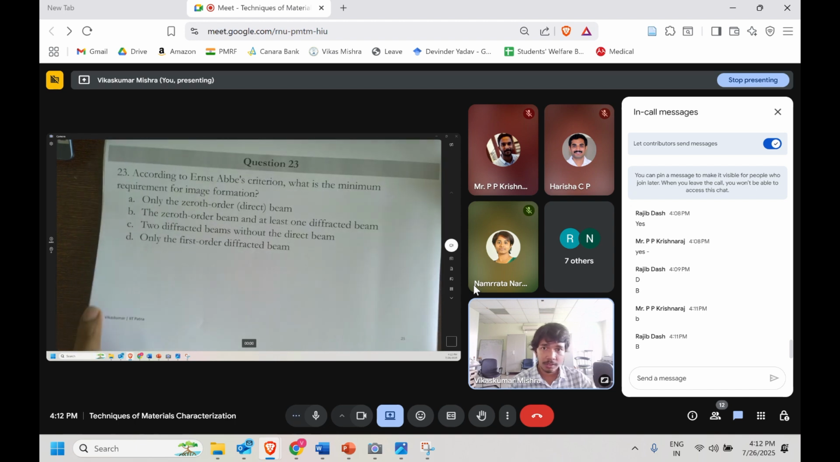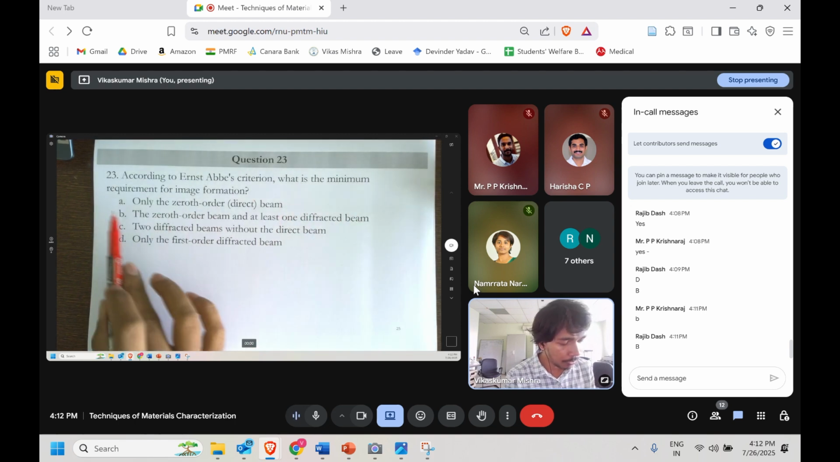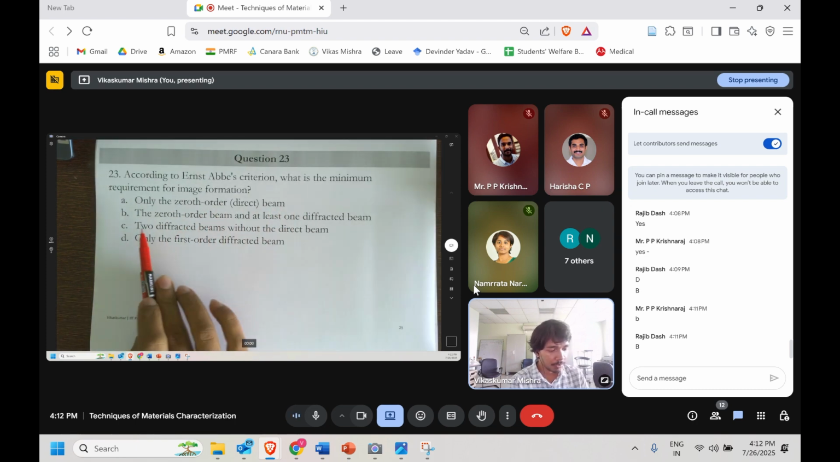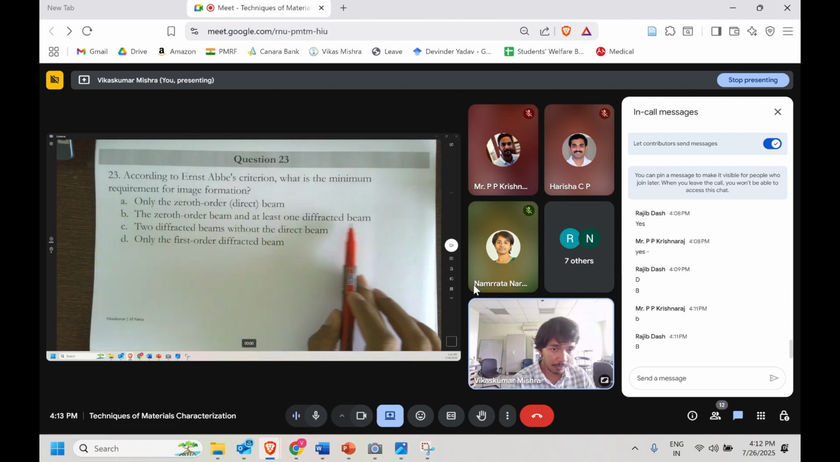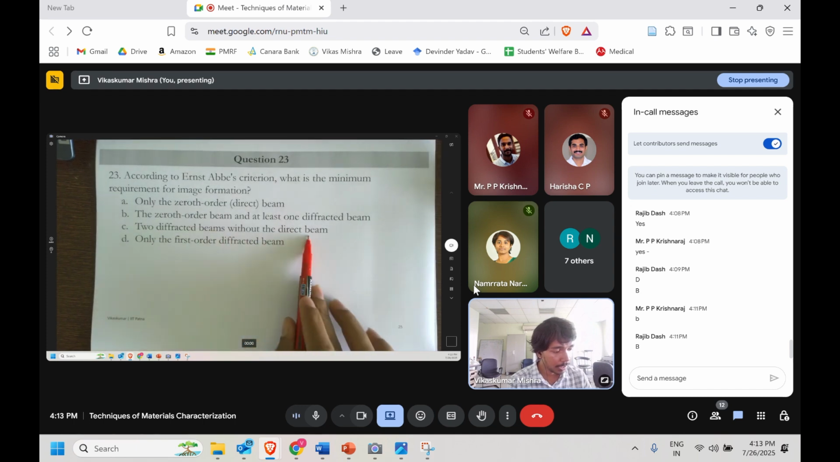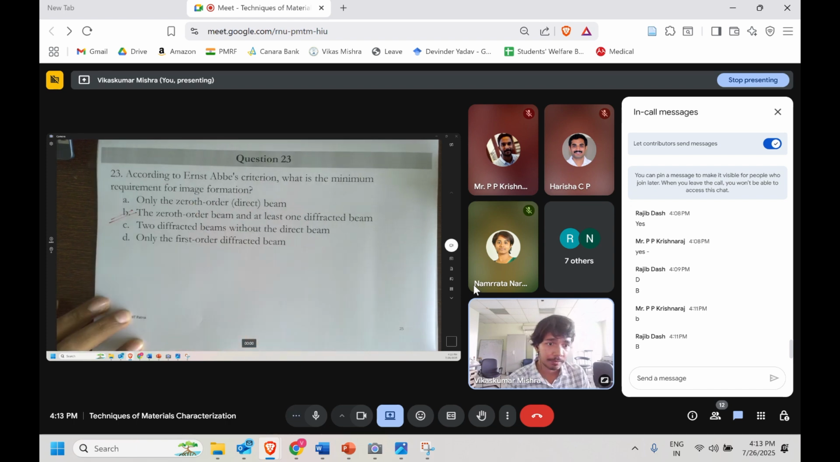Next question, which the professor has discussed: according to the Abbe criteria, what is the minimum requirement for image formation? The options are only the zeroth order beam and at least one diffraction beam; two diffraction beams without the direct beam; or only the first order diffraction beam. The right answer is option B.